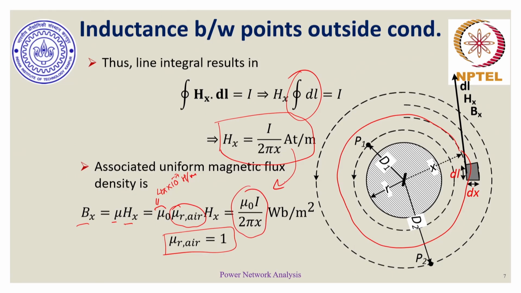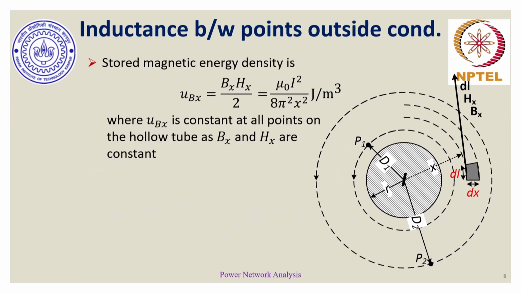Once we know the field intensity and the field density, we can evaluate the corresponding stored magnetic energy density in exactly similar lines to the way we evaluated for internal magnetic flux lines consideration. So, magnetic field energy density is half of B of x into H of x. We substitute those values of B of x and H of x, and we get this expression. And now, we will again go back to the cross section that we were talking about. This is the front section of the conductor which we are looking at.